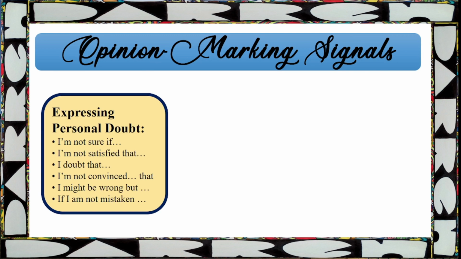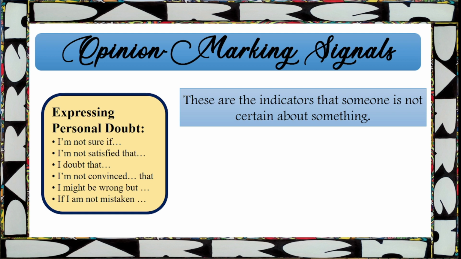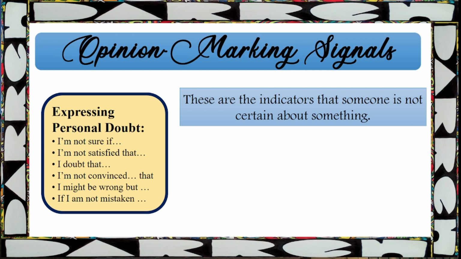First, expressing personal doubt. These are the indicators that someone is not certain about something. Here are some phrases that you can use if you want to express a personal doubt. I am not sure if, I am not satisfied that, I doubt that, I'm not convinced that, I might be wrong but, if I am not mistaken.